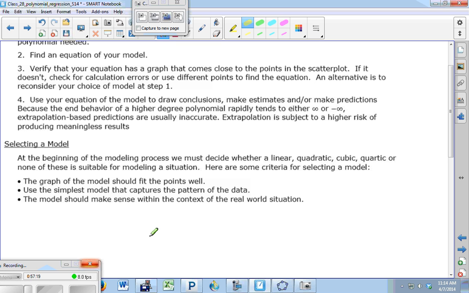Make sure your model makes sense for the real world situation. If it shows that it's going to go to negative pretty quickly, then that's not going to be very good. You're going to have model breakdown.